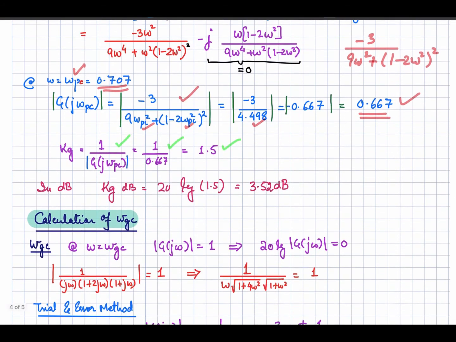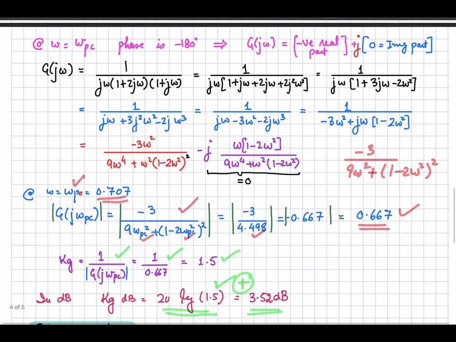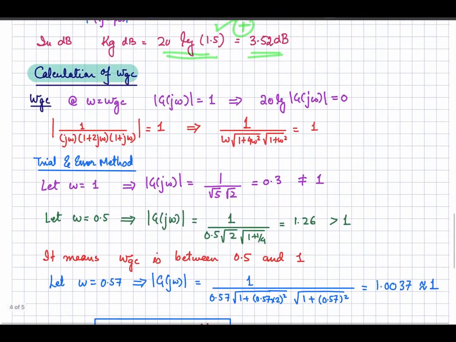And in terms of dB gain, you will have to take this Kg in dB, that will be equal to 20 log of 1.5, so that is 3.52, that is the positive gain margin, right? This is the positive gain margin. And now let's calculate the gain crossover frequency.